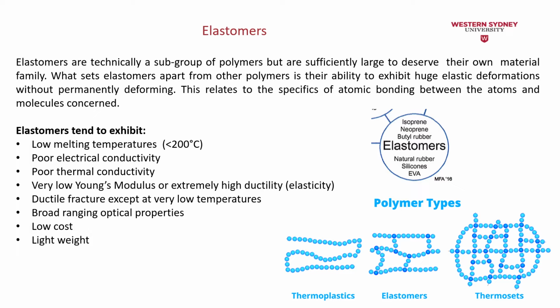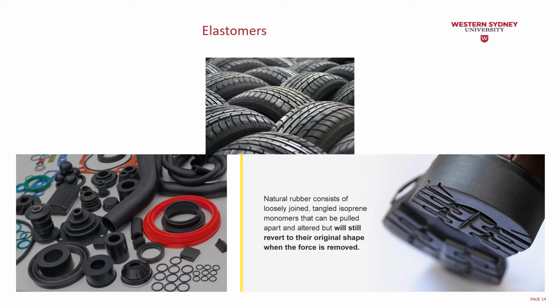The elastomers tend to exhibit low melting temperatures, poor electrical conductivity, poor thermal conductivity, very low Young's modulus, or extremely high ductility. Also, a ductile fracture except at very low temperatures, broad ranging optical properties, low cost and lightweight. So these are some examples of elastomers. You can see the tires, the natural rubber, and it is also used as the base of the shoe. The hoses, the joints, washers, and other stuff can all be made using elastomers.